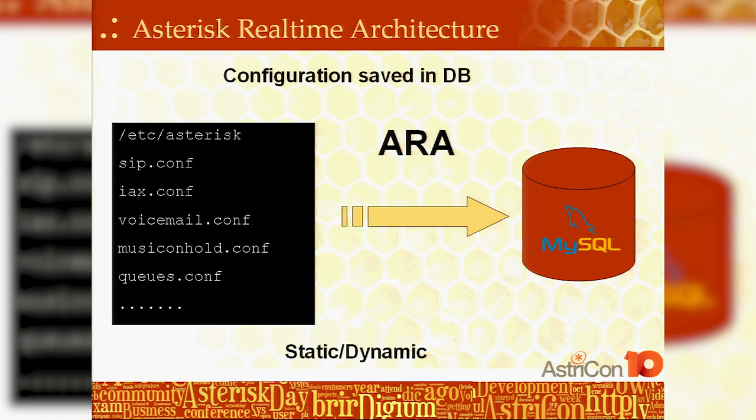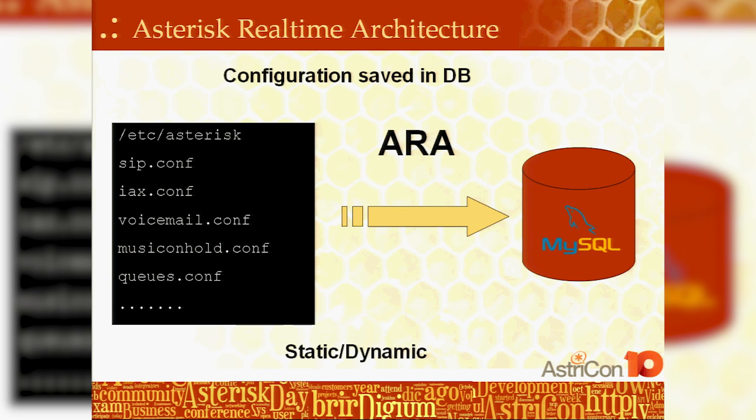So now I want to speak about the third big feature about databases, Asterisk real-time architecture. ARA means that we can save all the configuration files normally located in the /etc/asterisk folder in a database. Real-time can be static or dynamic. If static, the only change is that we put all configuration files in a database. But if we change something, we need to reload the module.